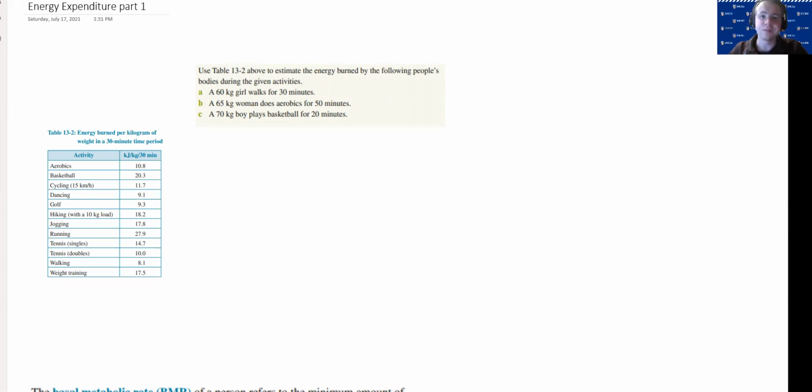by reading the question. So this first example, we're given a table of different activities and different rates of energy that are involved in these different activities. We can see here, so things like walking use less energy than running, for example. So all we need to be able to do is be able to read the table and then do the calculations with the information we're given.